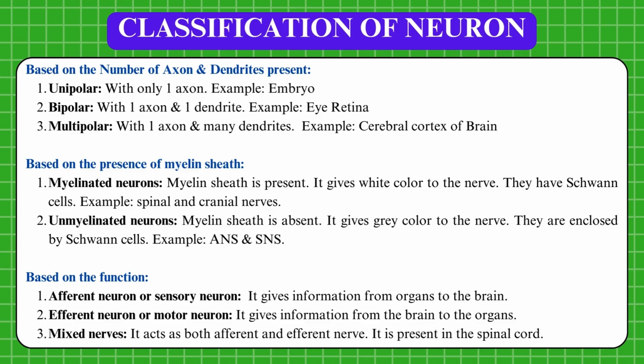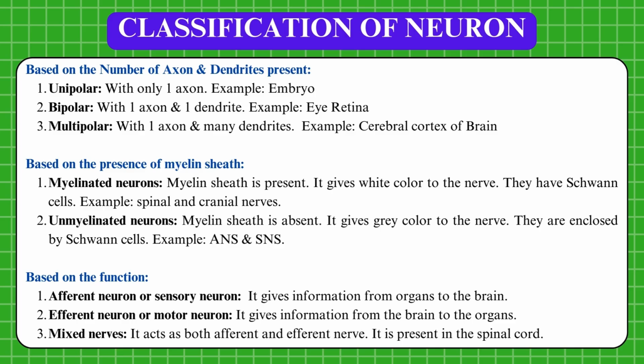Next, based on the presence of myelin sheath. There are 2 types, myelinated neurons and unmyelinated neurons. Myelinated neurons are neurons with myelin sheath, and the presence of myelin sheath gives white color to the nerve. They also have the Schwann cells. Example, spinal and cranial nerves.